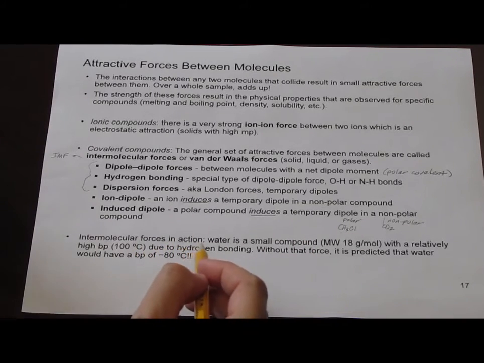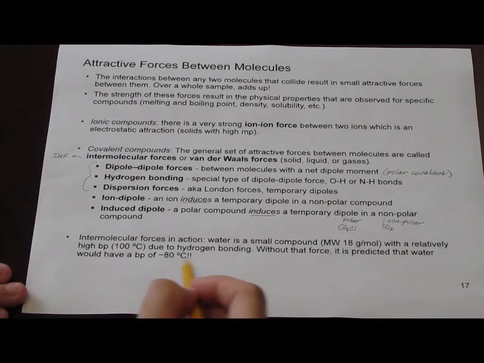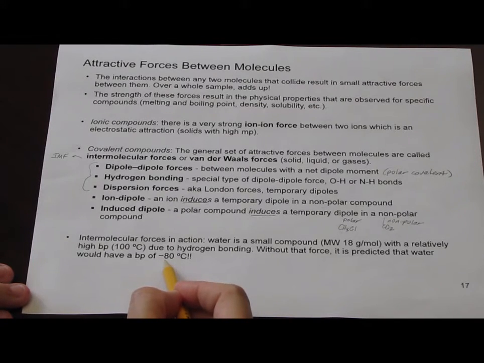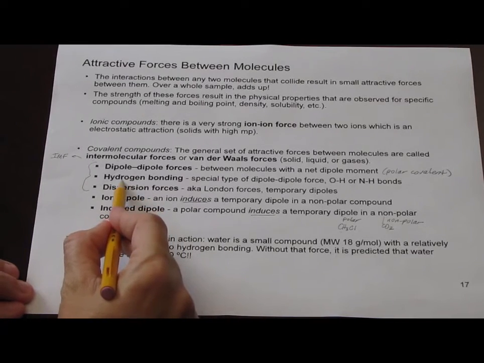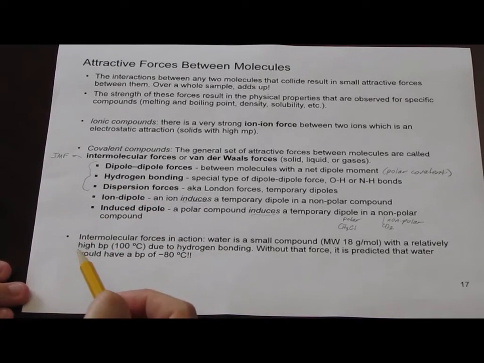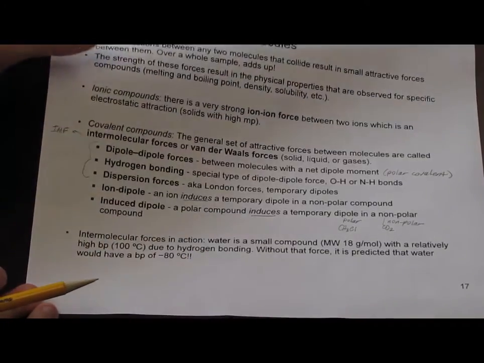Intermolecular forces are very important in terms of the properties that are observed, and water is a great example. Water is a small molecule that you would expect to have a relatively low boiling point, expected to be negative 80 degrees Celsius. We would not even be able to exist because it would only be gaseous. However, due to hydrogen bonding, which is one of the forces we're going to learn, the actual boiling point of water is 100 degrees Celsius. So now we're going to talk about these 3 intermolecular forces.